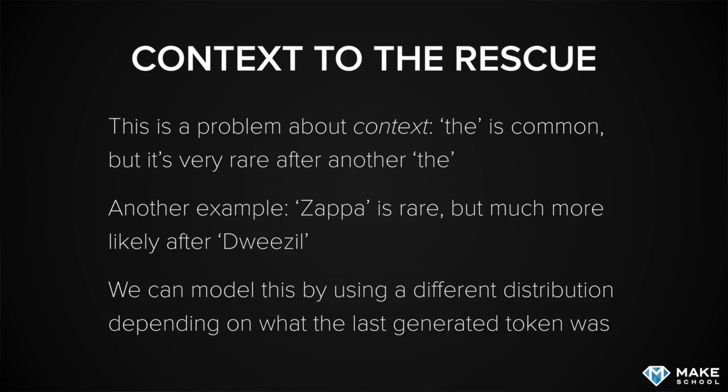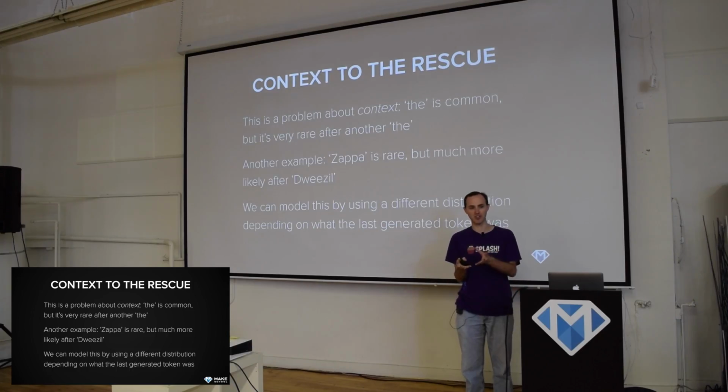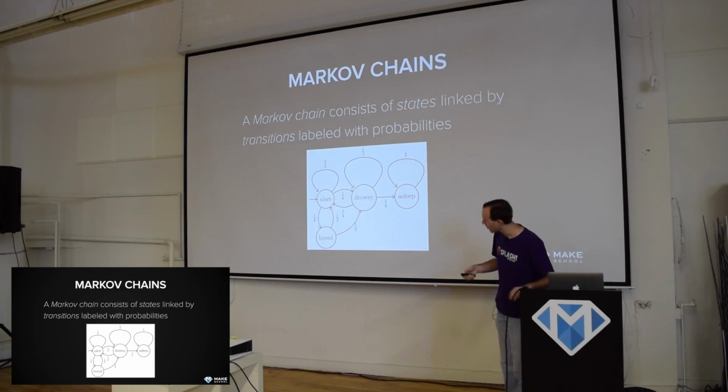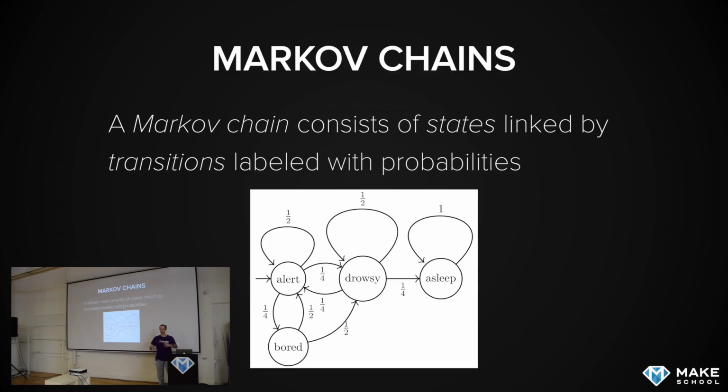Okay? So the idea here is we want to use a different distribution depending on what the last token we generated was. So if we just generated the word "the", in the new distribution we're going to use, the word "the" should be pretty unlikely. And the way we're going to do that is by using a Markov chain. So a Markov chain consists of two parts. It's got states and transitions. We usually draw these as a graph, where the nodes are the states and the transitions are edges. So it's a directed graph. They've got arrows, and each transition has a probability.